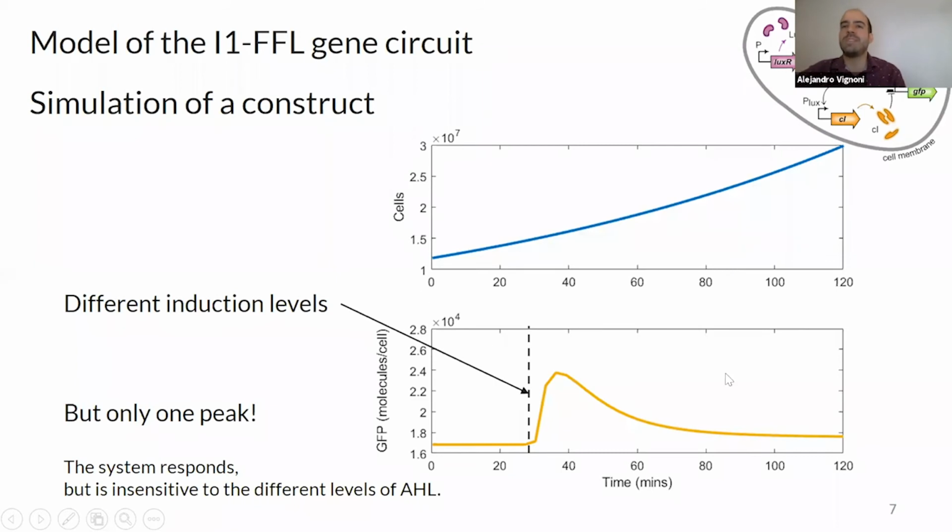But what was the problem with this implementation of these parameter values? If you change the amount of AHL that you put, 10 nanomolar, 100 nanomolar, 1000 nanomolar, the height of the peak was always the same. So our construct was not able to determine the different levels of AHL. It could see if there was a change. If there is no AHL and I put AHL, then there was a response, but the response is not sensitive to the different levels of the change.